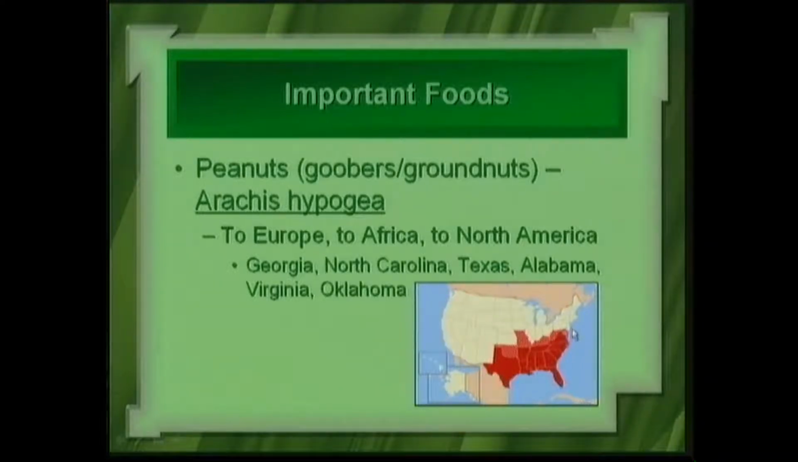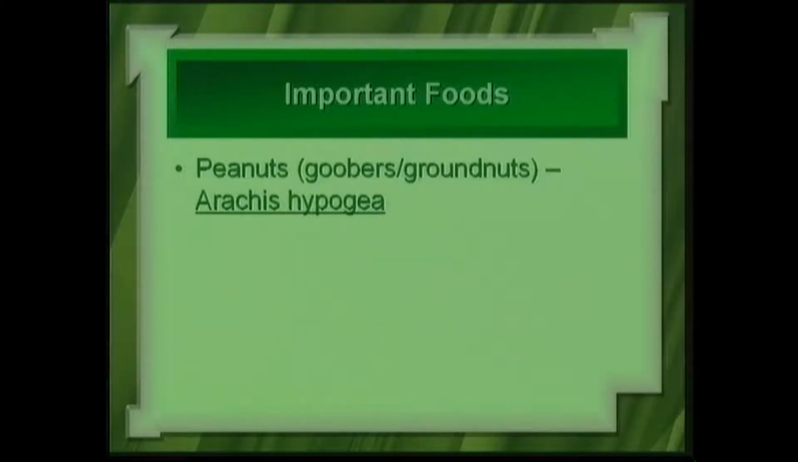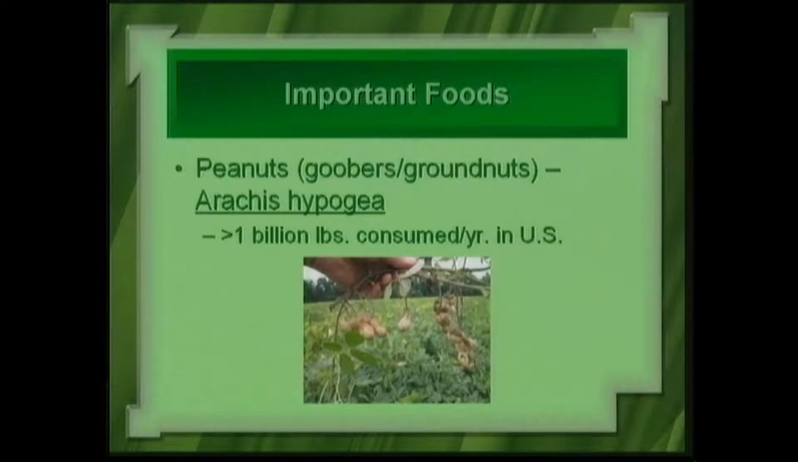Anyway, so Georgia here, North Carolina here, Texas of course, Alabama here, Virginia up here, and Oklahoma. Those are the states in the United States that do most of the farming and raise most of the peanuts that people consume and that are used for industrial uses as well. More than 1 billion pounds of peanuts are consumed every year in the United States.